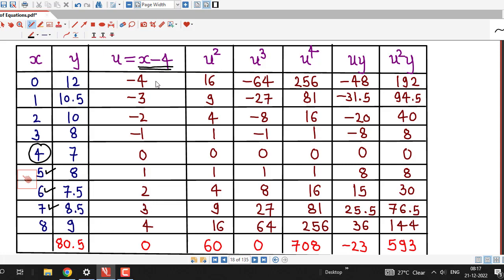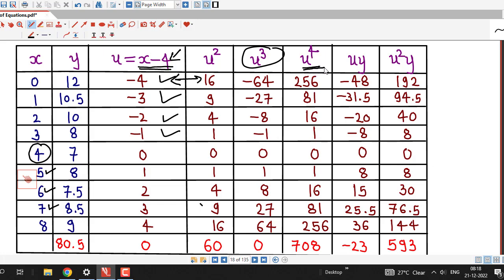Then u square, that is square of all these u values, square of minus 4 is 16, square of minus 3 is 9, minus 2 square is 4, minus 1 square is 1, and similarly I have taken square of each of these quantities. Third column is u raised to 3, so I can directly take cube of all of these quantities, or I can multiply these two quantities u and u square to obtain u raised to 3. So minus 4 into 16 is minus 64, minus 3 times 9 is minus 27, minus 2 into 4 is minus 8, and similarly I have written all other values.